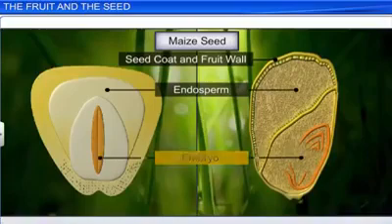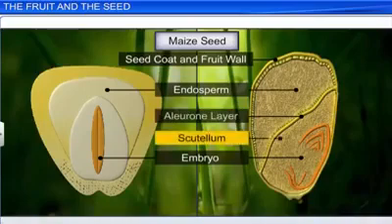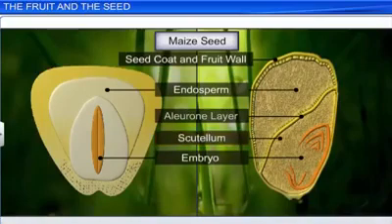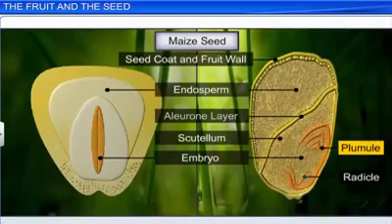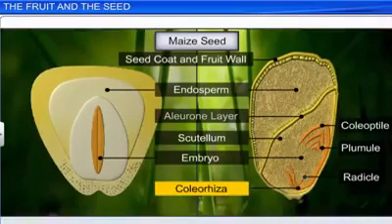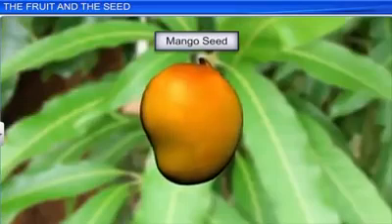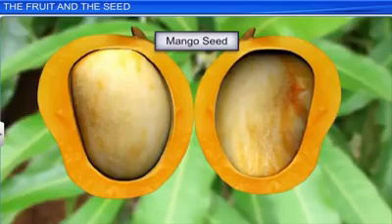The embryo is separated from the endosperm by a proteinous layer known as the aleurone layer and is made up of a single large shield-shaped cotyledon called the scutellum. The embryo also has a short axis with a plumule and a radicle. The plumule is enclosed by a sheath called the coleoptile, and the radicle by a sheath called the coleorhiza. Thus, seeds are formed from the ovules and help in reproduction, while a fruit is formed from the ovary and is the characteristic feature of flowering plants.